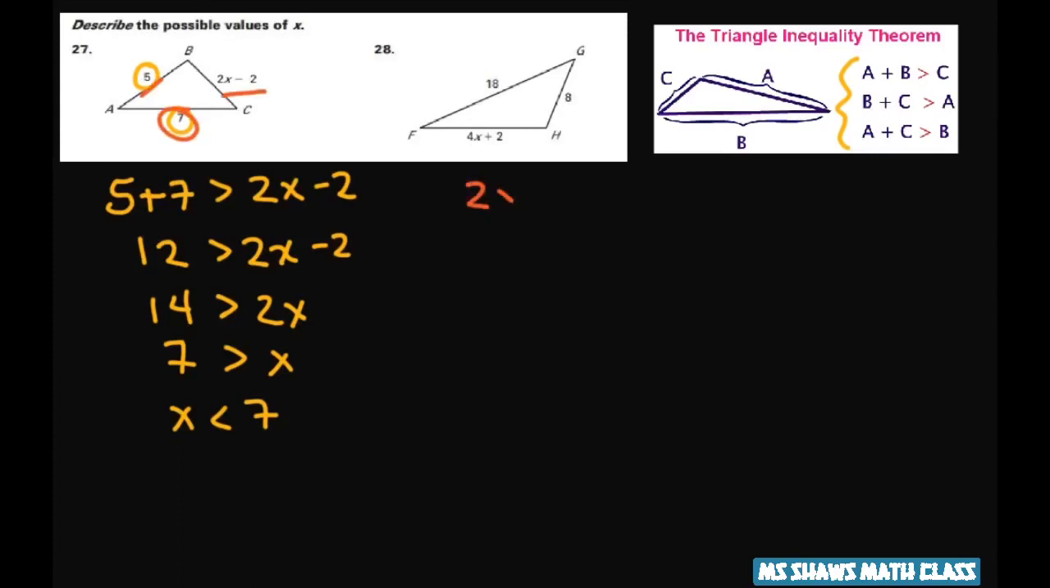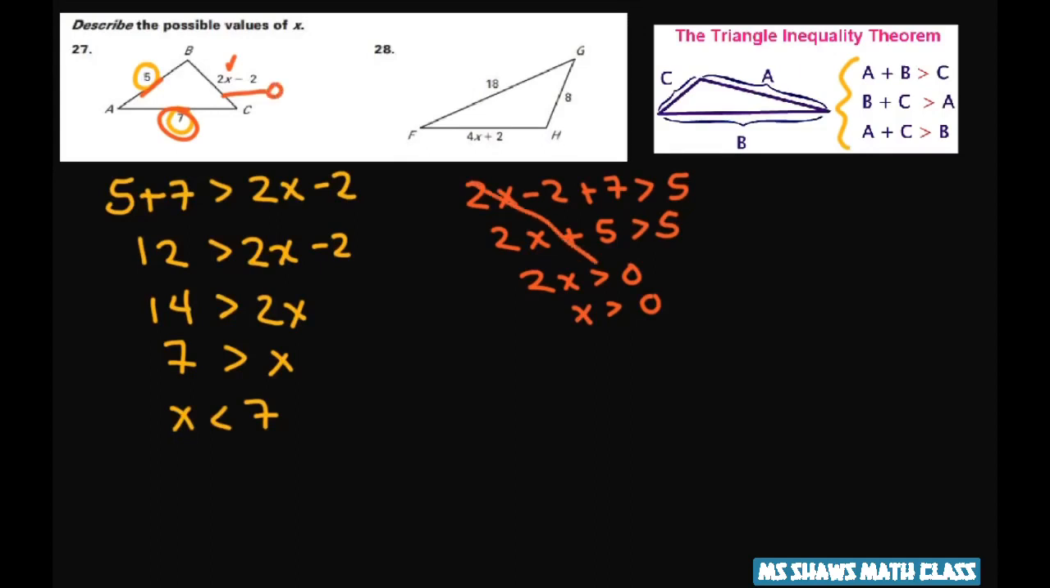So we get 2x minus 2 plus 7 has to be greater than 5. So we get 2x plus 5 is greater than 5. And then if you subtract 5, you get 2x is greater than 0, so x is greater than 0. And that can't be true, because if you plug in a number, say 1 here, you'll get a 0 there. So we're going to disregard that one and try the other one.